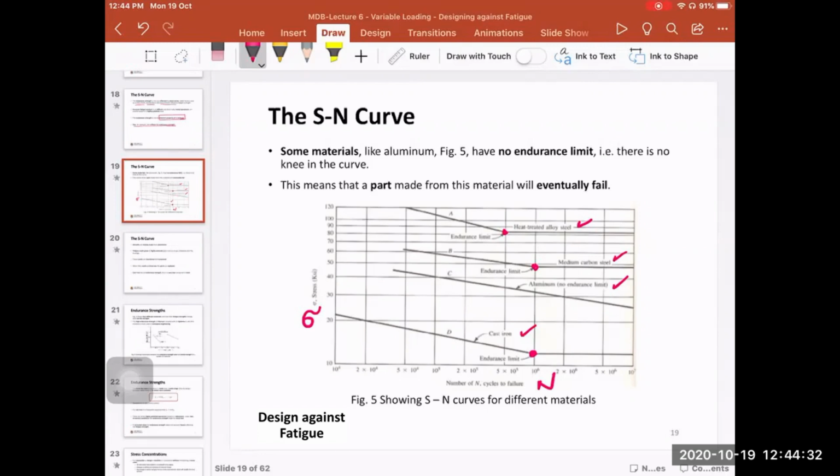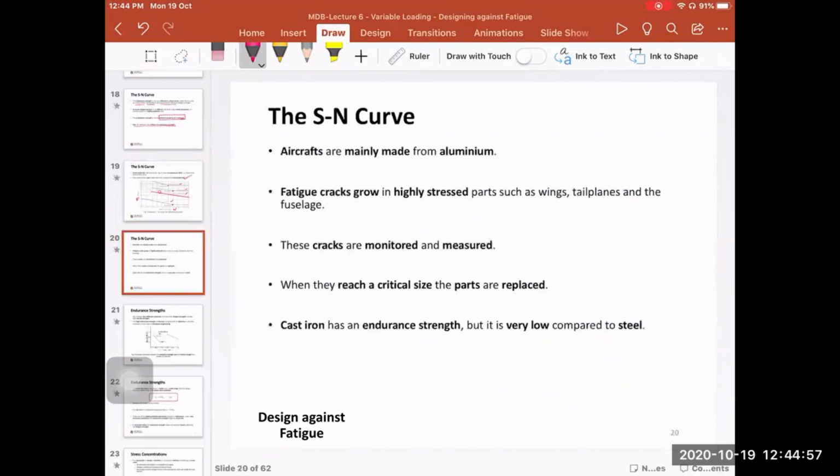But there is a problem with aluminum, for example. You see here, it's just a straight line. So this curve is just going downwards, downhill like this. It does not have this kind of behavior. It does not have this kind of endurance limit or this knee. So it means that regardless of the level of the stress, it will eventually fail.